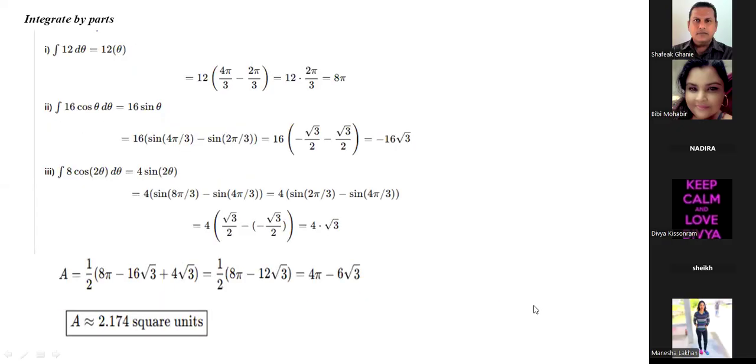After substituting, we'll integrate by parts or partial integration. So we integrate this first part here, which is 12, with respect to theta, and we'll have this here. Then we integrate the second part, 16 cos theta, with respect to theta. We'll have this here. And when we integrate the third part, we'll have this. Then we put it together, and we'll have the area of the inner loop limaçon.